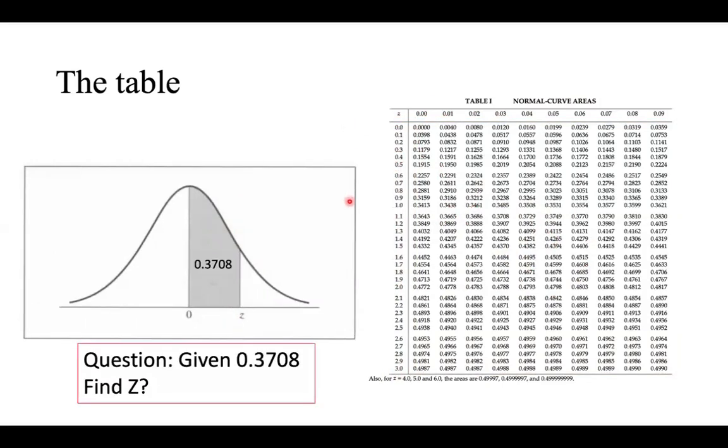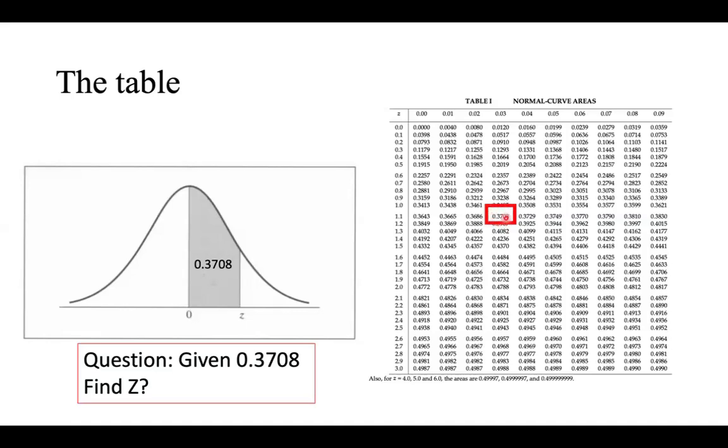So let's look at this example. The question is: given 0.3708, that's the probability, find the z-score. As I mentioned, 0.3708 is inside of this table. So imagine the red boxes here, the one that I just showed you. You cannot find this in the column or the row. So you see that 0.3708 is here.